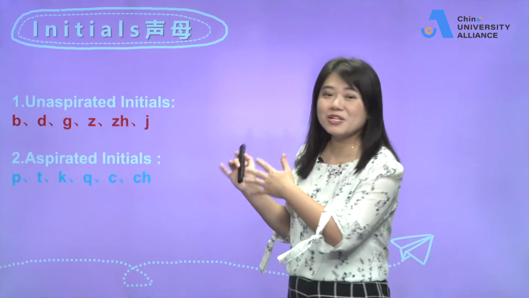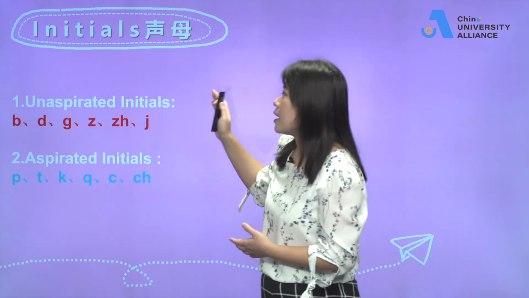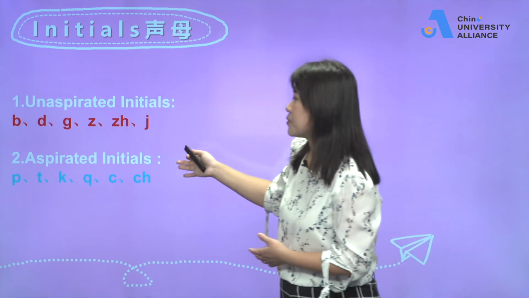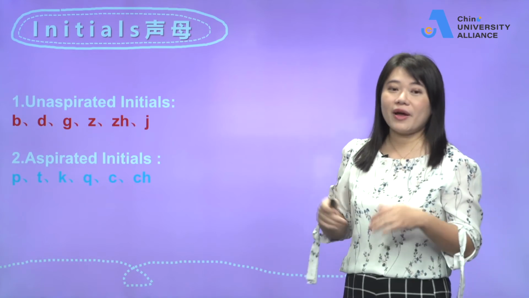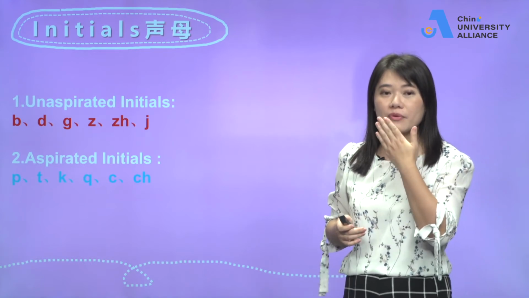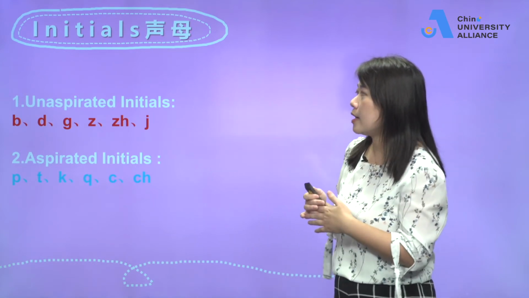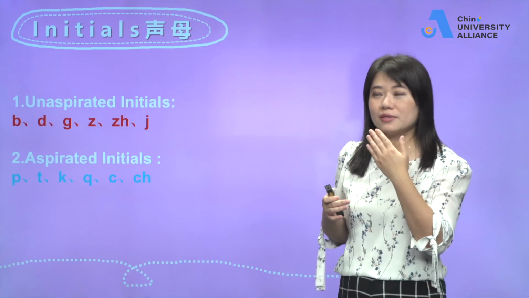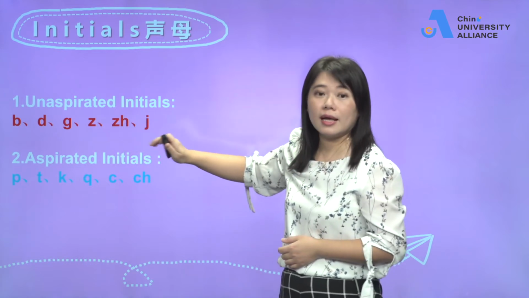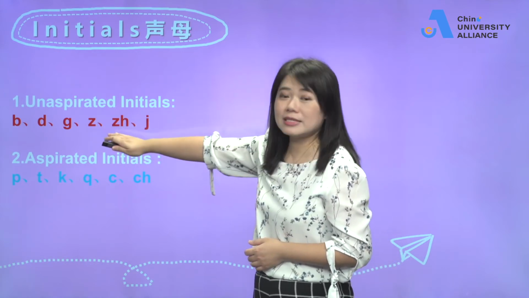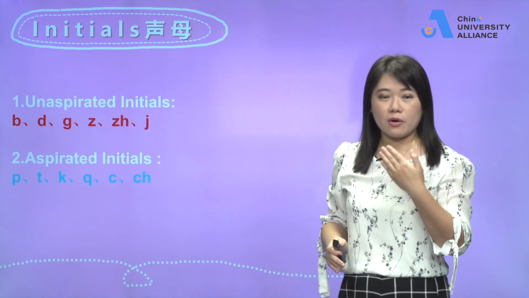And let's move to initials. There are many initials in Pinyin, and some of them are unaspirated initials, some of them are aspirated initials. What about unaspirated initials? If you are at home, you could take a paper in front of your mouth. When you try to pronounce these alphabets, you will find that there is no air coming out of your mouth, such as bo, de, ge, zi, zhi, ji. No air comes out of your mouth.